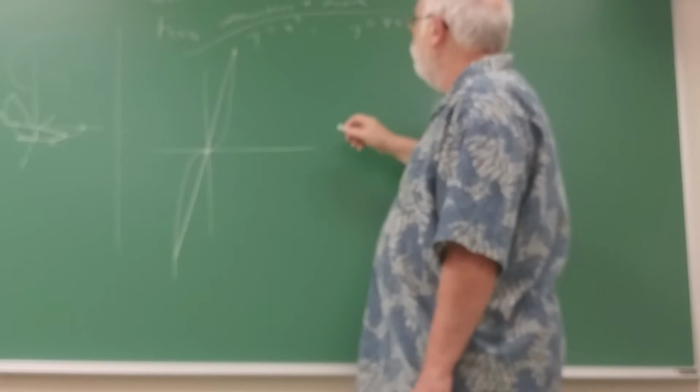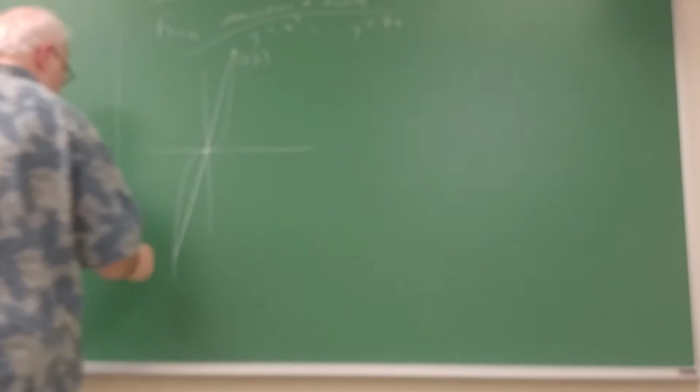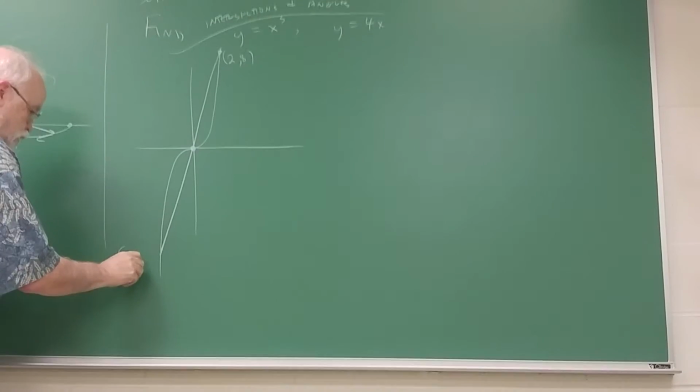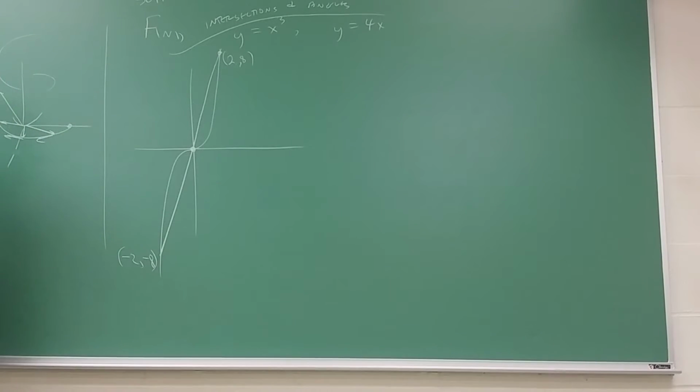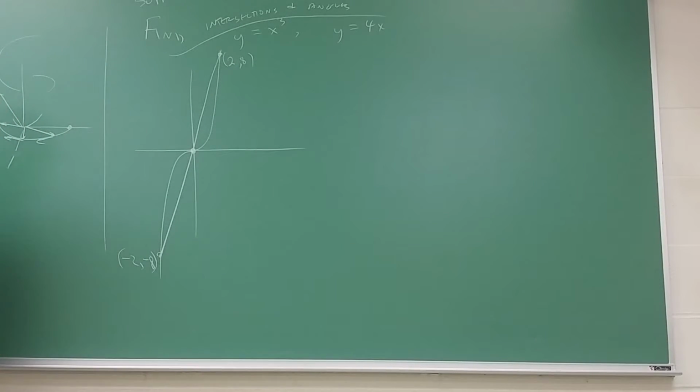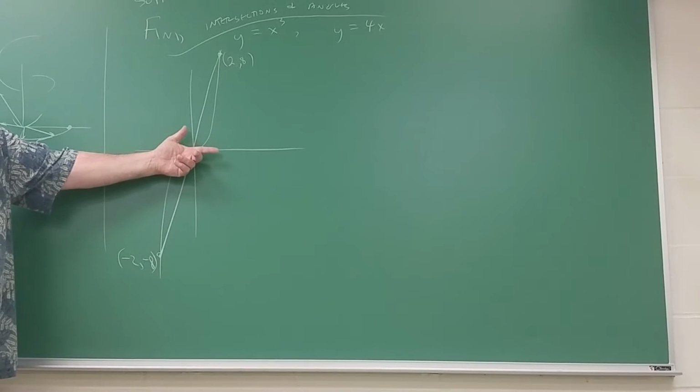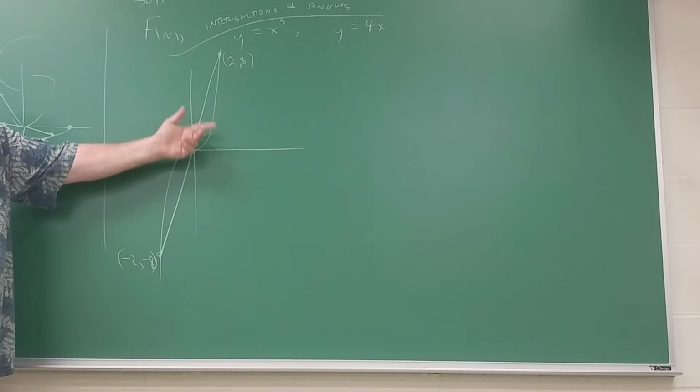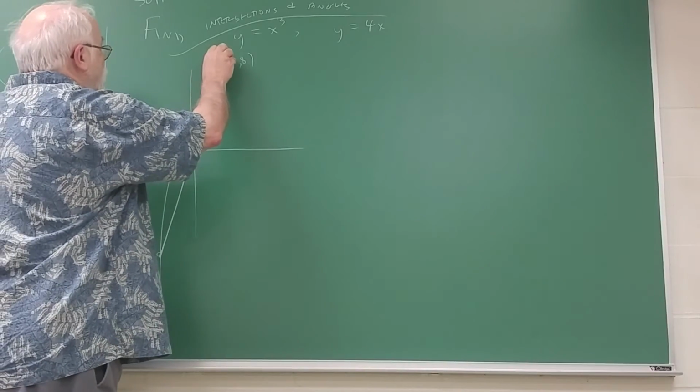About 2, 2, 2, 8. Well, I forgot the 2. And then this one, by symmetry, minus 2, minus 8. And what do you think is going to happen? I'm going to get a fairly big angle here, and a fairly small angle up here.